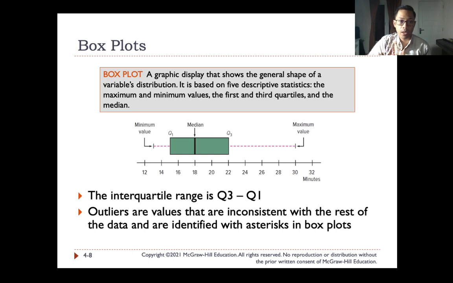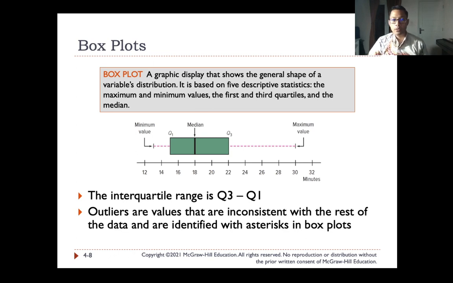And in a box plot, you can actually identify the median. Outliers are values that are inconsistent with the rest of the data, and they are identified with an asterisk in box plots. Okay, oops, my apology.